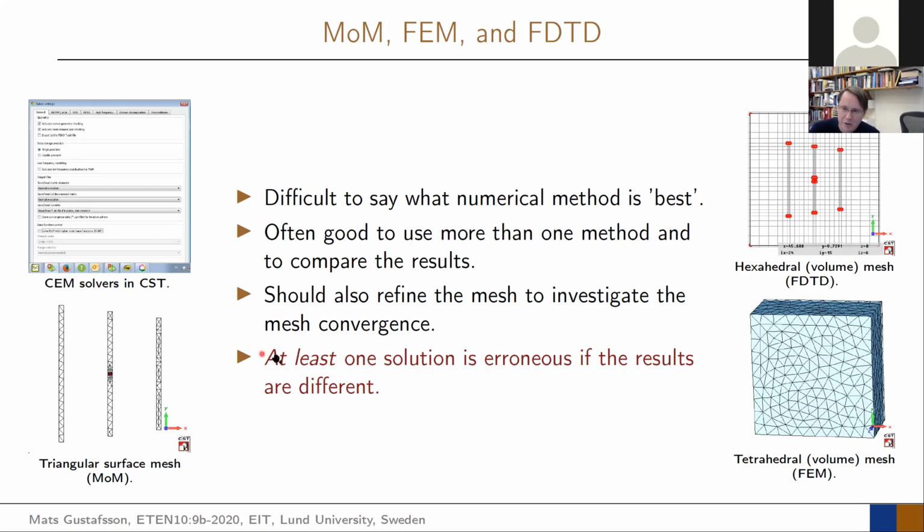And if you solve it 2 times and the results differ, the only thing you know is that at least one solution is erroneous, maybe both. That you cannot know. Then you have to refine it one more time and see what happens. So you have to check the stability of these solutions when you actually change the mesh, because your solution should be independent of the mesh in these cases.